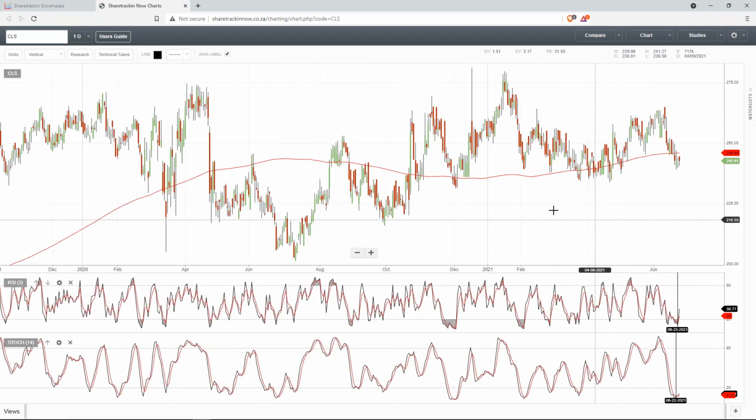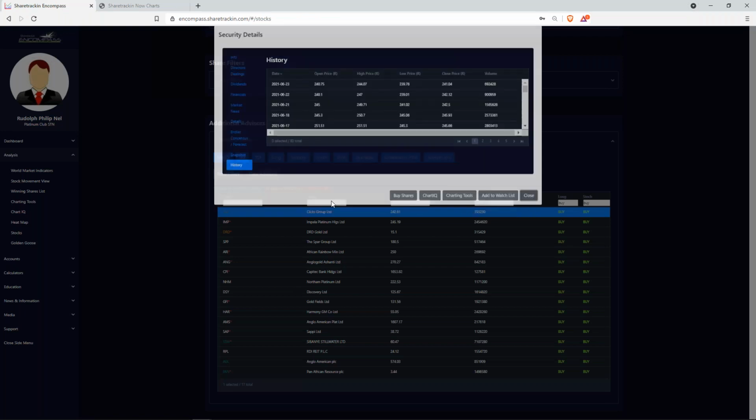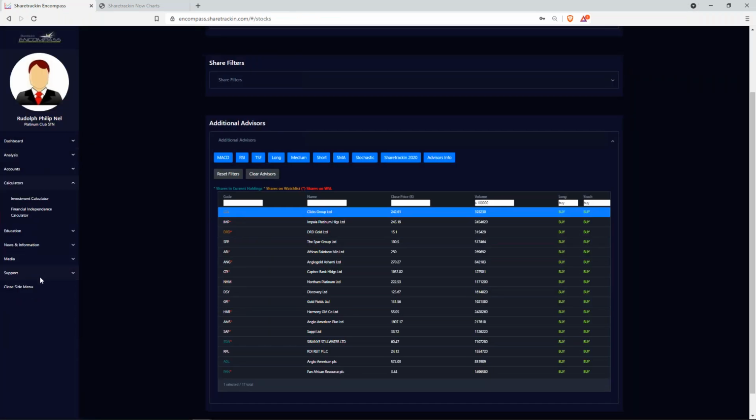Okay, now what we need to do, if we want to go and buy the share, is first calculate how many shares we need to reach a break-even point of 4%. Now to do that, we're going to go back to Sharetracker and Compass, and we're going to go to our calculators and then investment calculator.